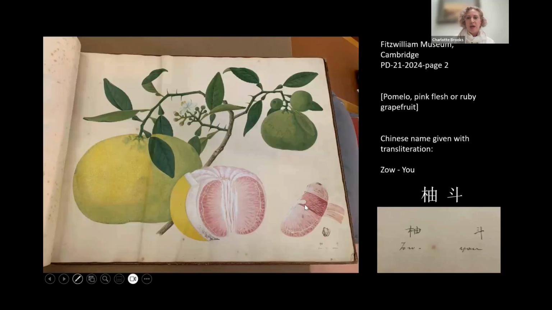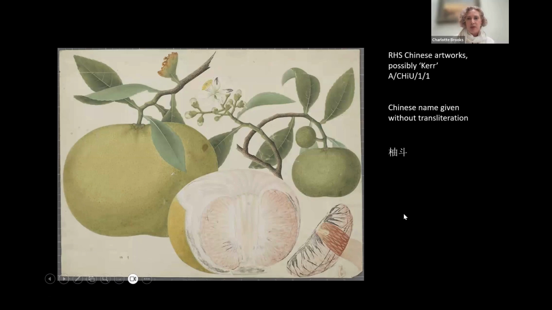Here I've given you a detail of the character for the plant name. This is the redrawing of this particular picture from the Cambridge collection. And here the transliteration, again, phonetic, it's Zaoyu, so similar sounds, but not necessarily written in the same way. And then we have another picture here, possibly from what is thought to be the Kerr collection, but part of the RHS collection. These were donated to us about 5 years ago.